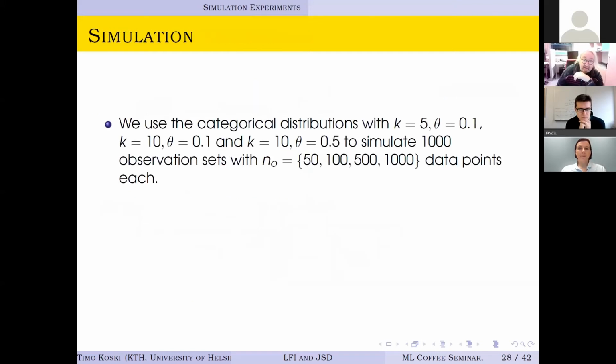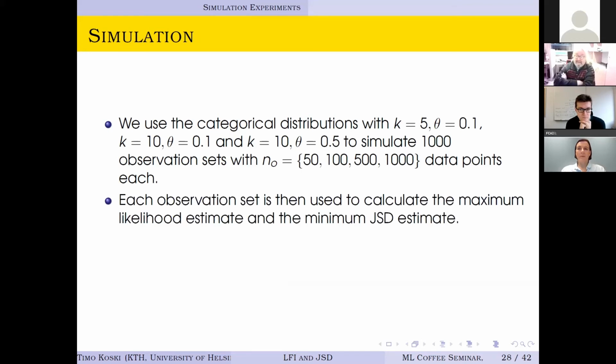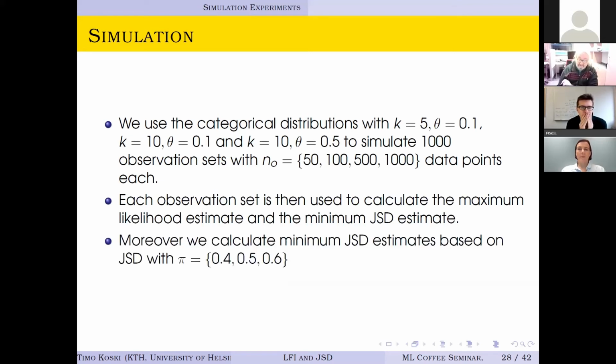And now we get to the simulation. What we do is create observation sets, I mean the observed data, using various values of k and theta, and then we use 50, 100, 500, and 1,000 data points each. These are a sort of simulation of the real data. And then for each of these observation sets, we calculate the maximum likelihood estimate and the minimum Jensen-Shannon divergence estimate. And then we also check different pi's, which is not really so important.